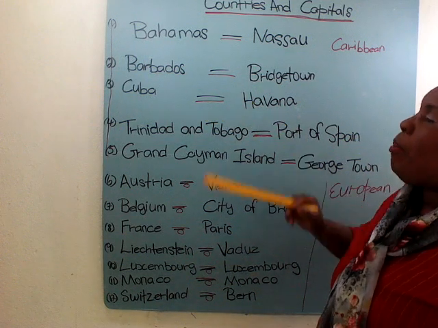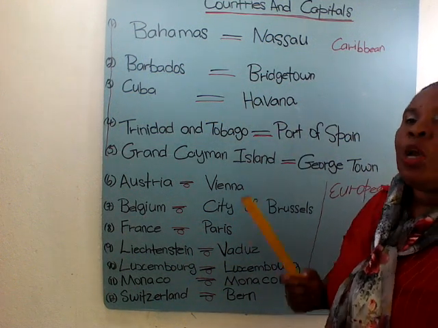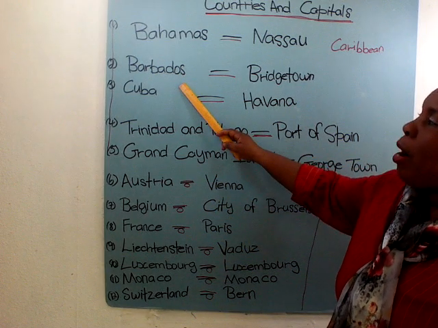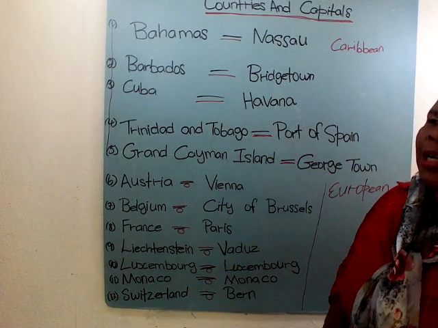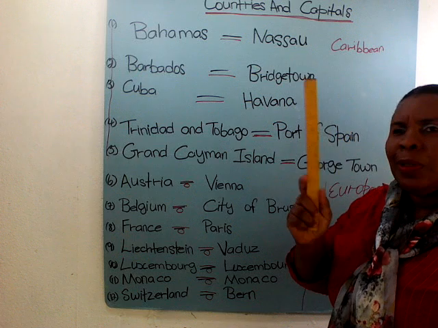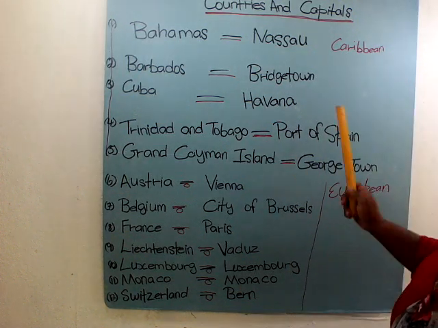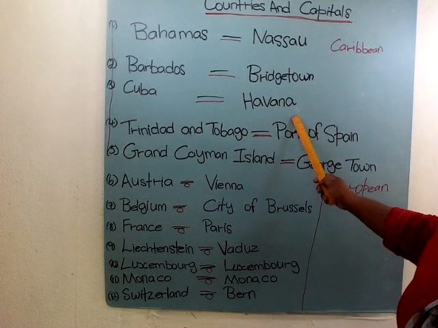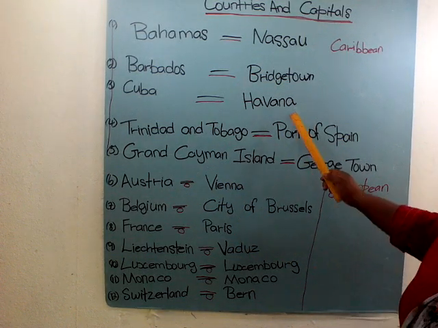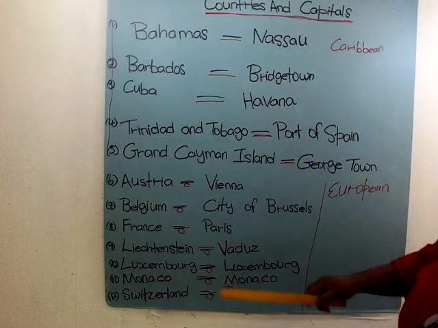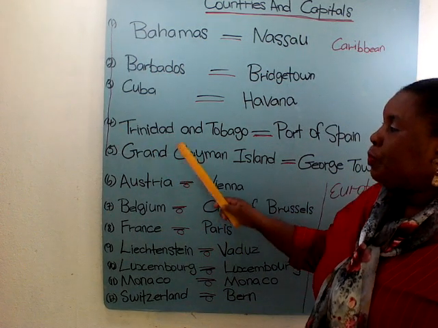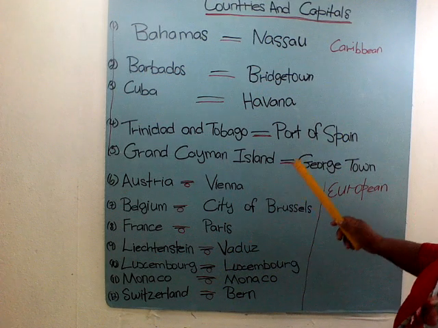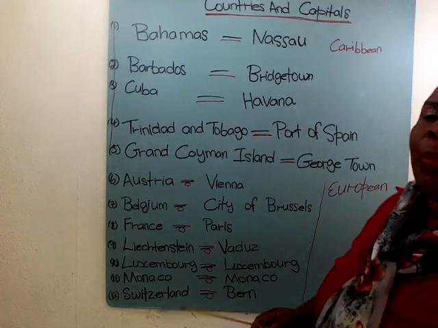The capital for Barbados is Bridgetown. The capital for Barbados is Bridgetown. I think I have a friend I used to work with, Janet from Barbados. Cuba, Havana. The capital of Cuba is Havana. Number four. The capital for Trinidad and Tobago is Port of Spain.